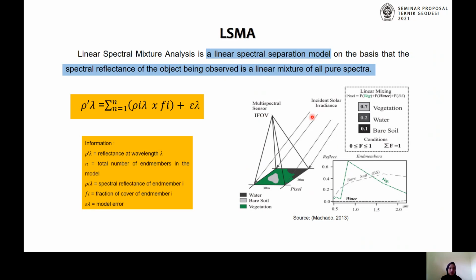As you can see in this picture, for example, the endmembers consist of water, bare soil, and vegetation. The sum of the endmember fractions is equal to 1, and each fraction has a value of more than 0 and less than 1 respectively. The advantage of LSMA is that it produces information down to the subpixel level.